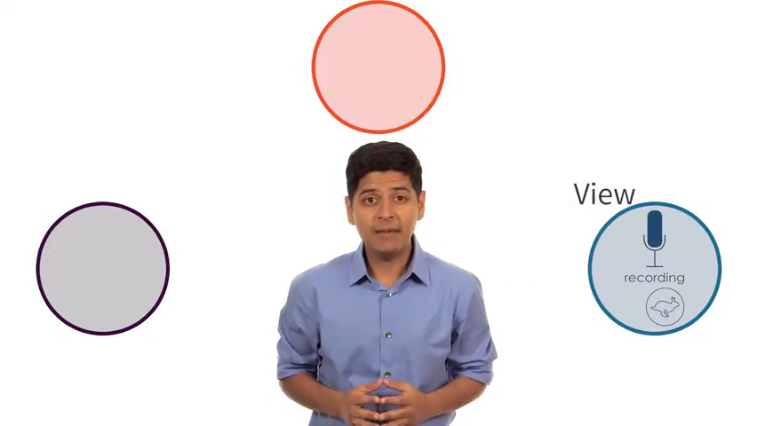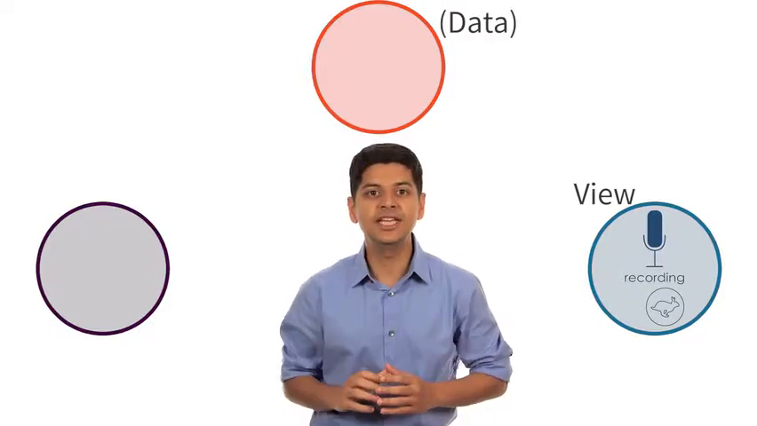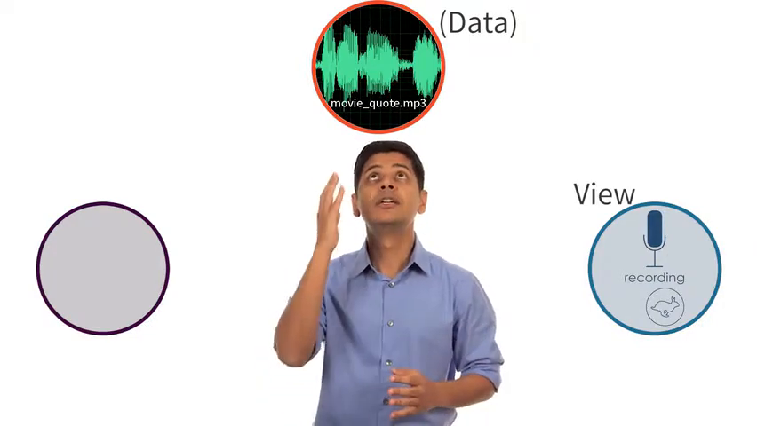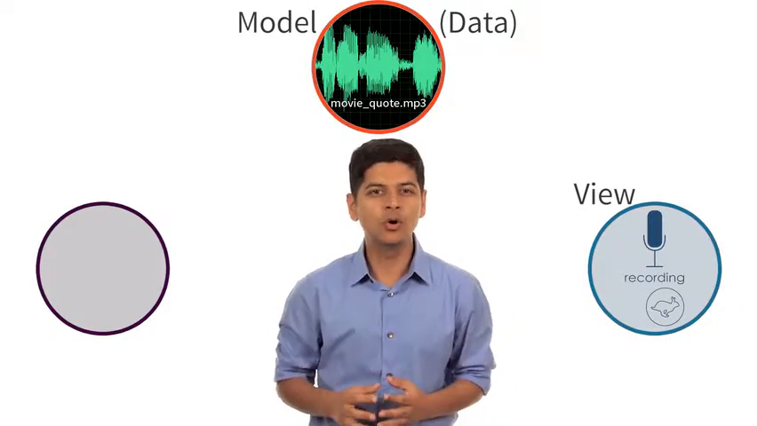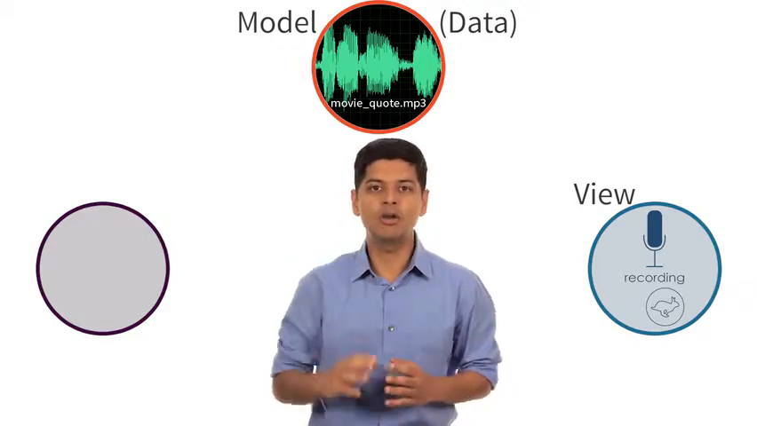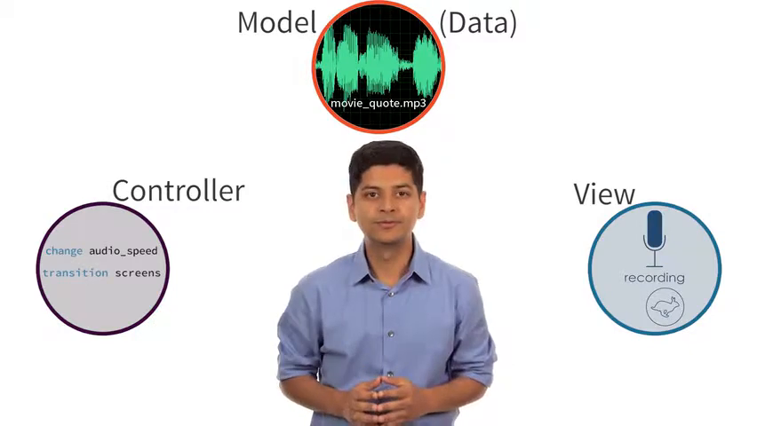When we are going to build our app, we will also need to save some data. This for us will be the audio file that we can play back. Let's put that in another category and call that category Data or Model. And finally, we will write some code to control the view and the model. Here, we will need to change the speed of the recorded audio, and we will also need to learn how to transition between different screens. We can call this category Controller.